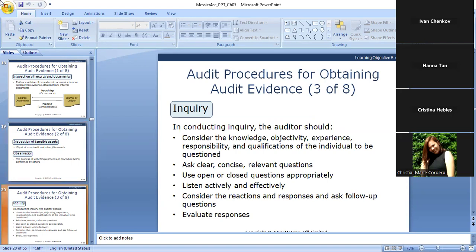Inquiry. What's the inquiry? Inquiry is conducting the inquiry. The auditor should consider the knowledge, objectivity, experience, responsibility, and qualification of the individual to be questioned. So once you're asking questions to somebody, you have to have in mind that you're checking knowledge, objectivity, experience. Now, knowledge and experience are not the same.